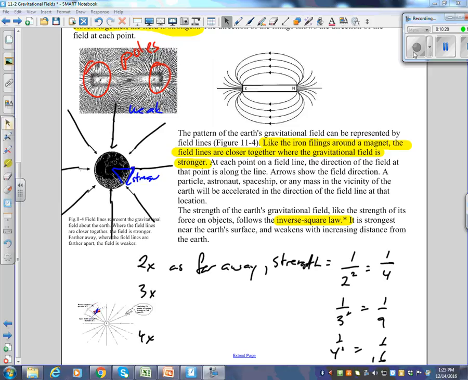Same is true for sound. If you're 2 meters away from a big giant speaker at a rock concert, and I'm 6 meters away, it's going to be 9 times louder where you are.